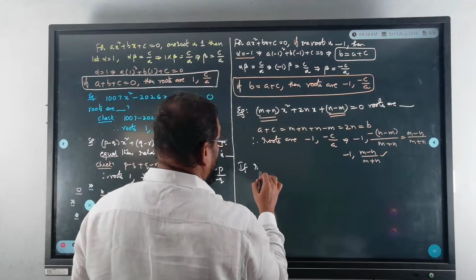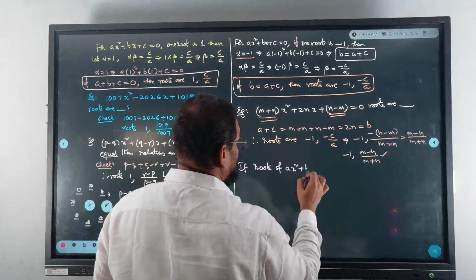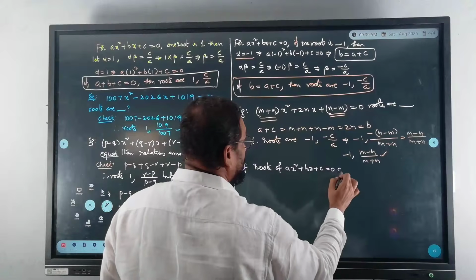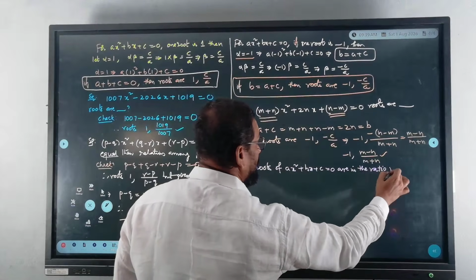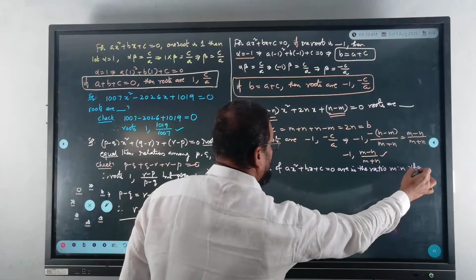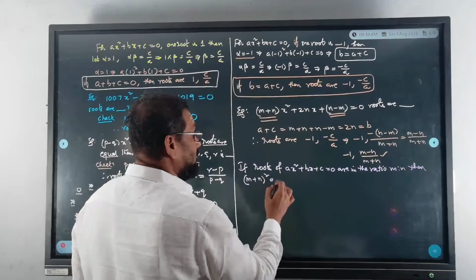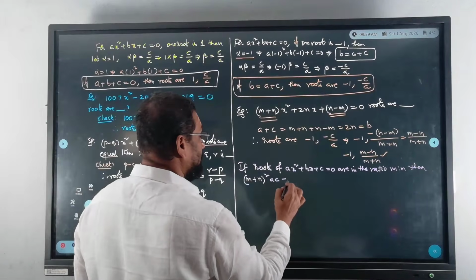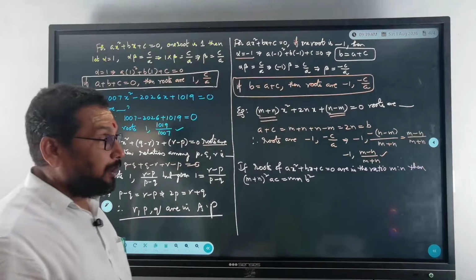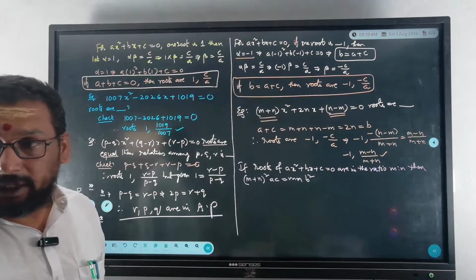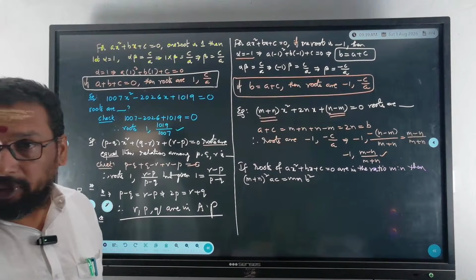If roots of ax square plus bx plus c equal to 0 are in the ratio m is to n, then m plus n whole square ac is equal to mn b square. If roots are in the ratio m is to n, then the condition is m plus n whole square ac is equal to mn b square.